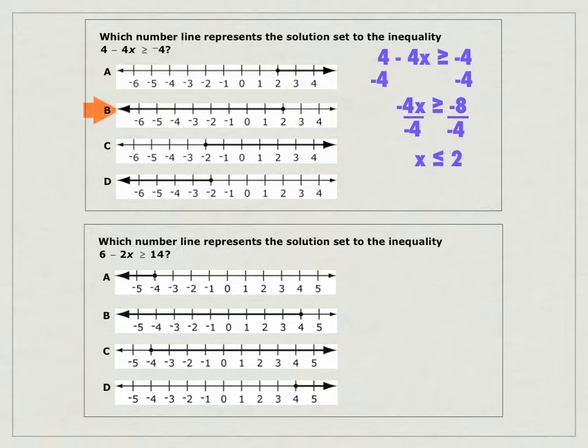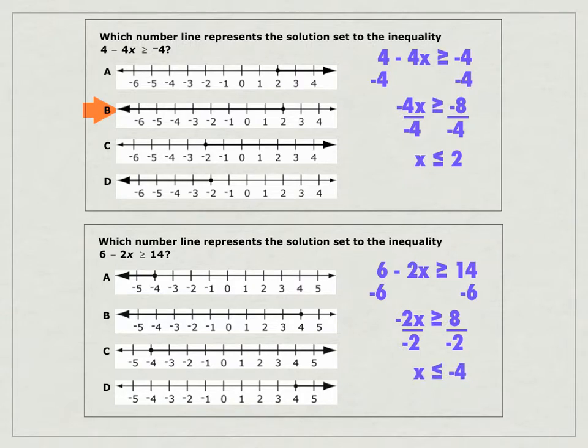The next example is very similar. It says which number line represents the solution set to the inequality 6 minus 2x is greater than or equal to 14. Just like in the example above, I need to first get rid of my addition or subtraction, so I need to subtract 6 from both sides, which leaves me with negative 2x is greater than or equal to 8. Now I need to divide both sides by negative 2, and when I do so, my sign again is going to flip because I'm dividing both sides of my inequality by a negative, so I get x is less than or equal to negative 4.